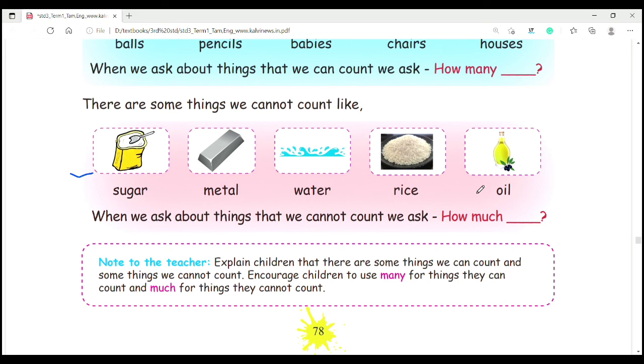மற்றவங்க கிட்ட கேட்குறப்போ, இப்போ உங்கள் ஃப்ரெண்டு கிட்ட ஆயில் இருக்குது, ஹவு மெனி ஆயில் டு யூ ஹாவ் அப்படின்னு கேட்க முடியாது. ஓகே, அவர்கிட்ட ஒரு பாட்டில் ஆயில் இருக்குது, ஹவு மெனி ஆயில் டு யூ ஹாவ் அப்படின்னு கேட்க முடியாது. ஸோ வி ஷுட் ஆஸ்க் ஹவு மச் ஆயில் டு யூ ஹாவ்? How much sugar do you have? So இப்படி கேட்டால் அவங்க என்ன சொல்லுவாங்க? I have 1 kg sugar. I have 1 kilo metal. I have 1 cup of water. So how you should ask for counting things? Count பண்ணக்கூடிய பொருளுக்கு ஆப்ஜெக்ட்ஸ்க்கெல்லாம் we should use how many. Count பண்ண முடியாத பொருளுக்கெல்லாம் we should use how much.